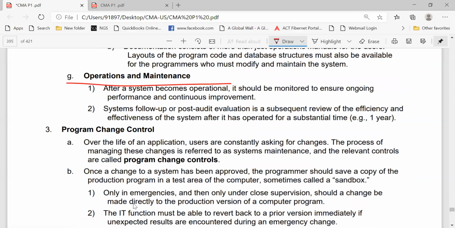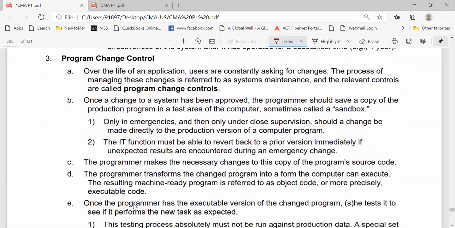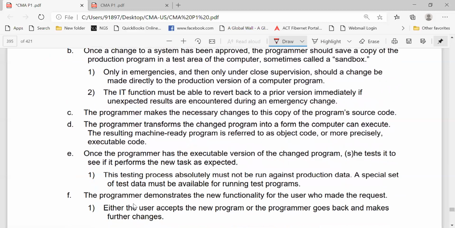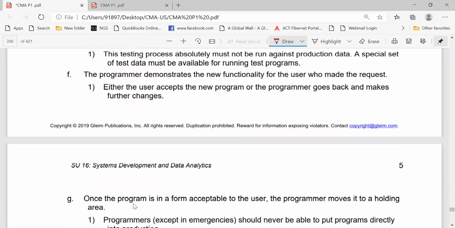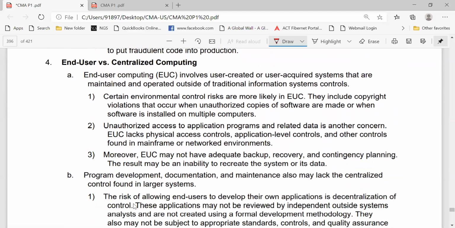Then comes operations and maintenance, systems follow up, post audit procedures. Is there any problem or not? Every year, every 6 months, or every quarter, you would be checking the system and understanding it. Now program change controls is nothing but understanding how they were working before and how they are working now. What is the programmer doing? Are there any particular changes? What are the changes? Do they have to make those changes regularly or not, and so on. Then, is it end user computing or is it centralized computing?